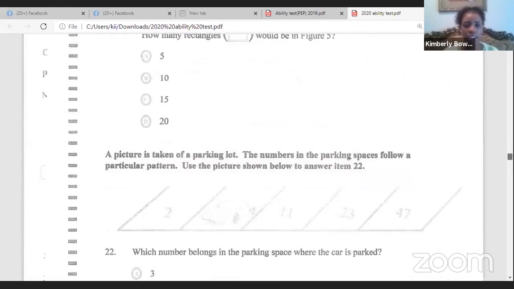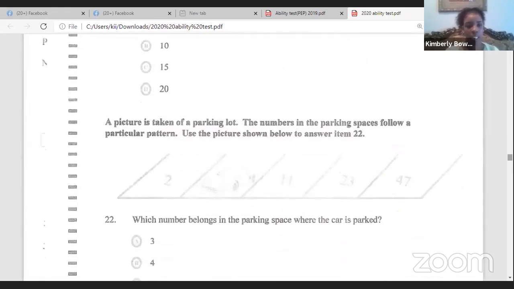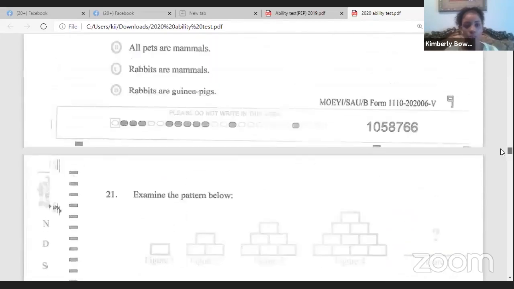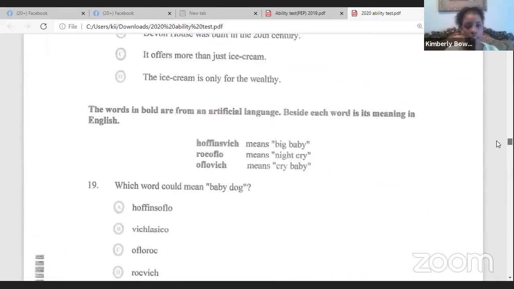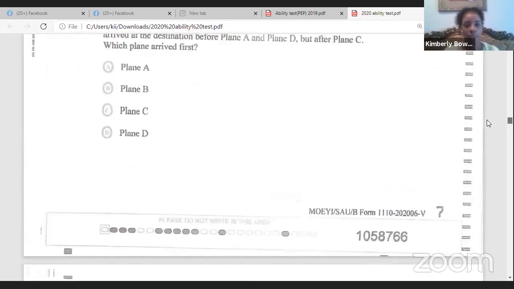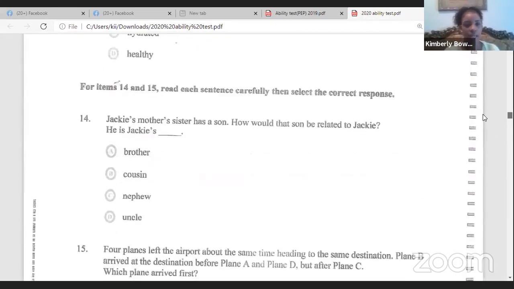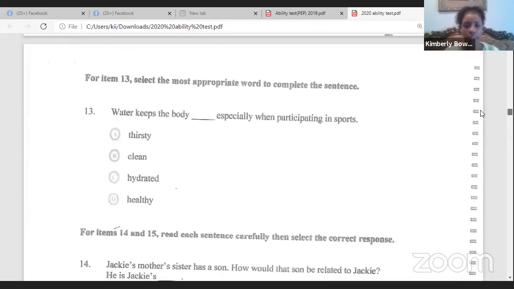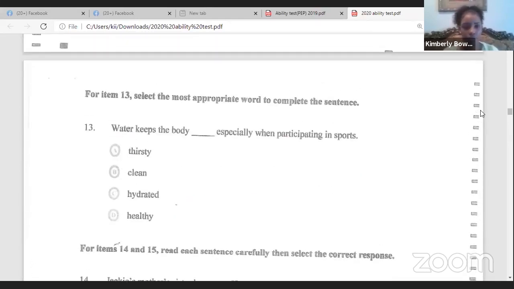So we know that there are patterns because numbers 21 and 22 are both patterns. Even though they look different, they are both patterns. So it is safe to say that we might have patterns on the 2021 paper.